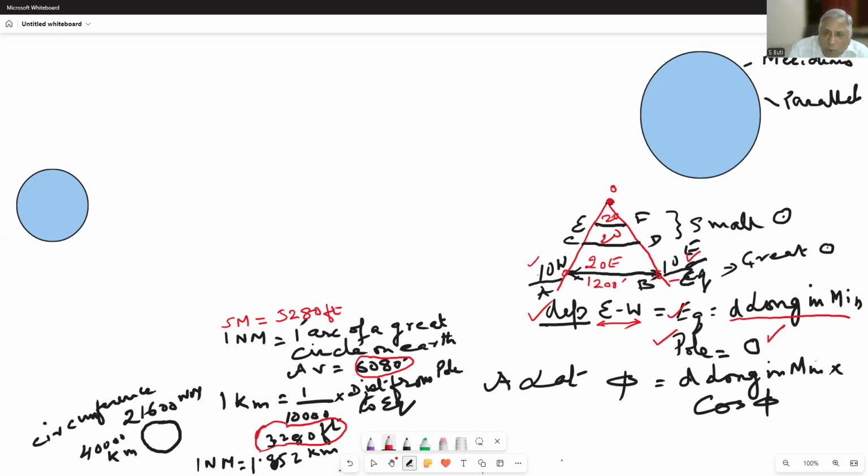What is the formula applicable for all latitudes? At any given latitude phi, find out dlong in minutes, let's say between C and D. Dlong in minutes multiplied by cosine of that latitude. Now here my dlong in minutes was 1200. If the latitude is 60 degrees, into cosine 60, which will be 0.5, the distance will be 600 nautical miles.